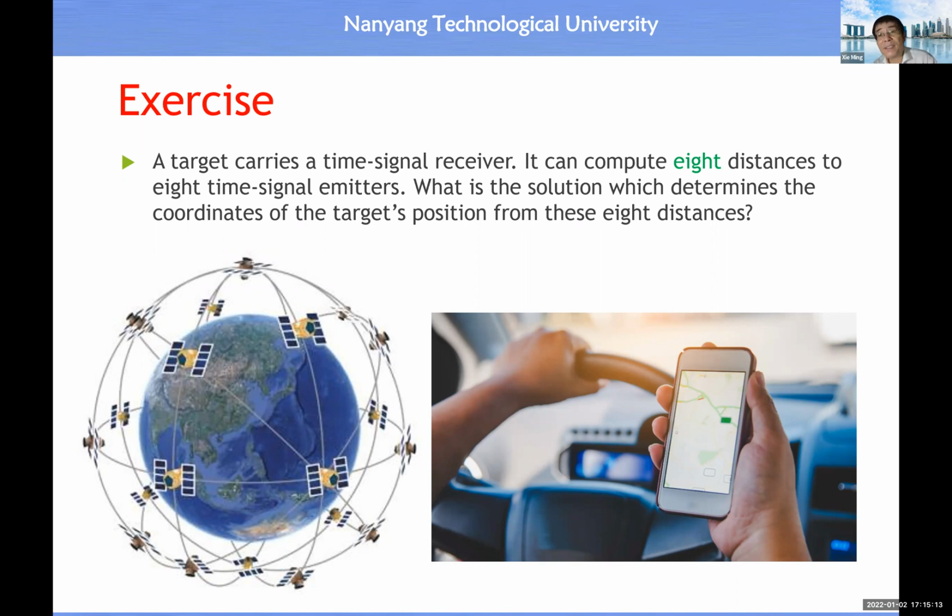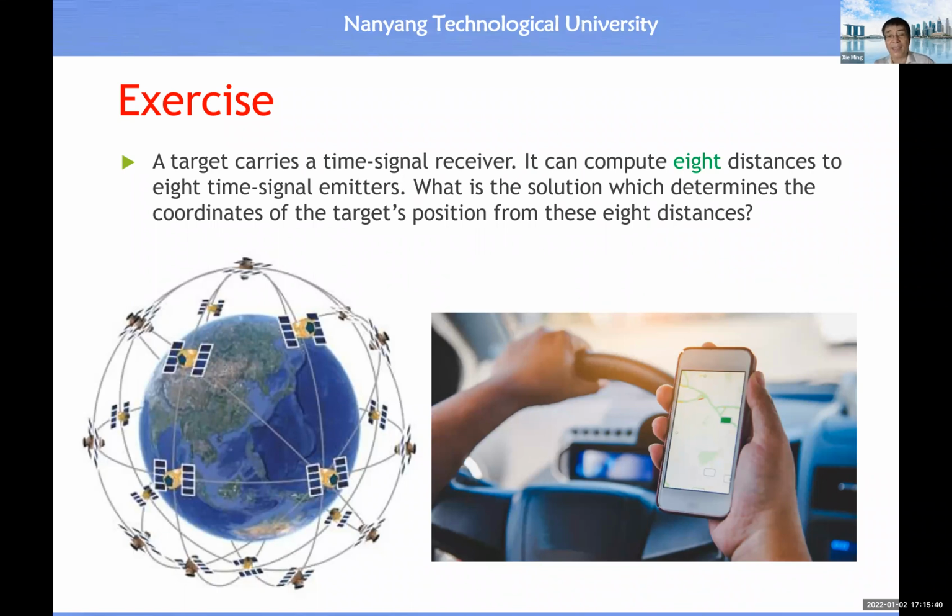Okay, what happens if, let's say, we have a receiver which could receive signals from more than 4 emitters? Normally, inside our smart handphone, our GPS receiver could receive 12 signals, etc. Then in this case, what should be the solution for us to calculate X, Y, Z?